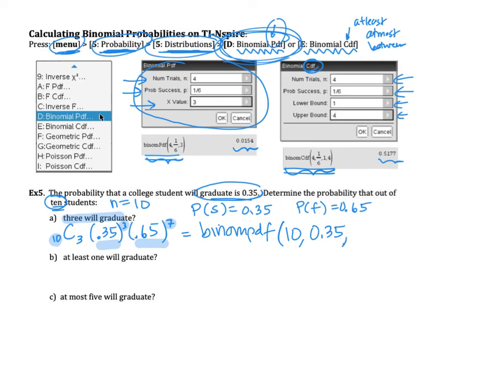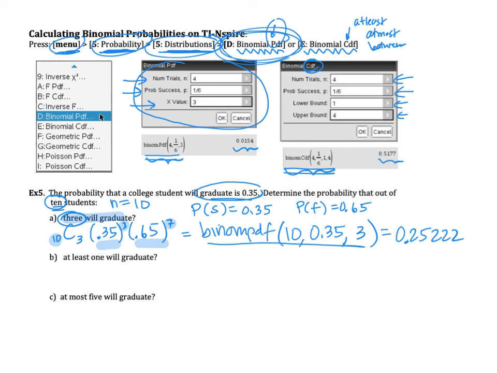And which particular probability am I looking at? I'm looking at 3, because I want 3 to successfully graduate. So you would write this down on your paper to show your work. You plug that into your calculator, and you get 0.25222. Again, 3 decimal places, or you can keep a few more, but that should be your answer.